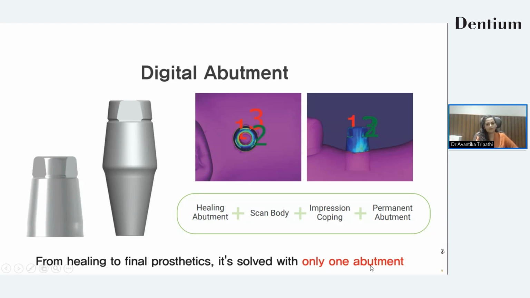After placing the implant, we can put this digital abutment into the patient's mouth. We can scan it and send the data to the lab. They are going to prepare a crown on the same abutment. For those 2 or 3 days, we need to remove the digital abutment from the patient's mouth and put the healing abutment. Otherwise, this digital abutment is going to serve all the purposes.